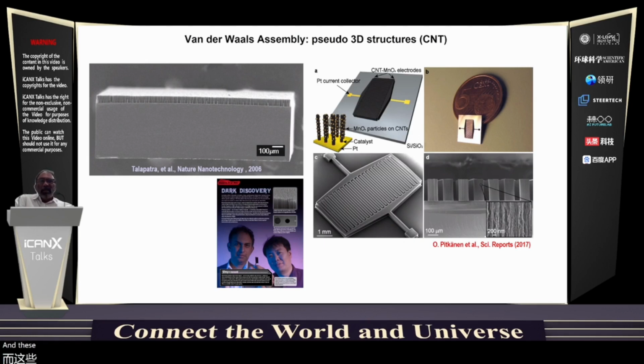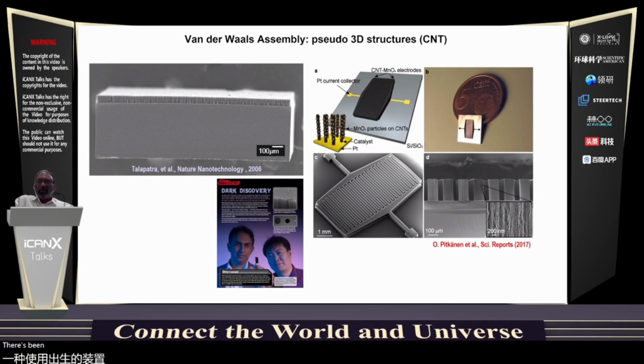And these kinds of structures, these films, or in some sense pseudo 3D structures, have been extremely useful in many aspects. People have created supercapacitor devices using them.